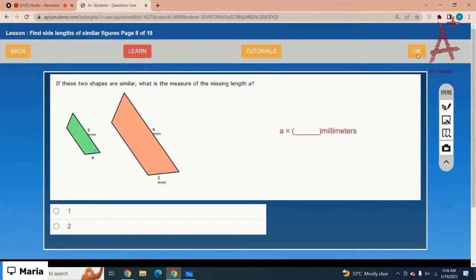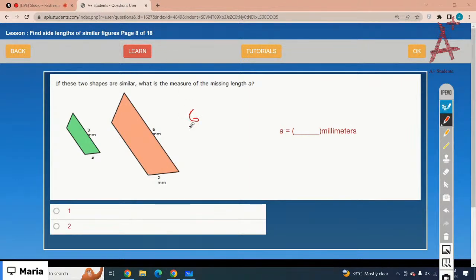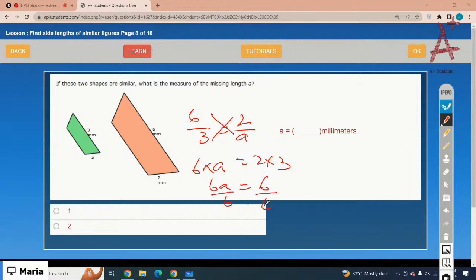If these two shapes are similar, what is the measure of missing side length A? So which is the correct option? It would be 6 divided by 3 and 2 divided by A. Just do cross multiplication. 6 times A equals 2 times 3. 6A equals 6. Divide both sides by 6, so it would be A equals 1. Correct option is 1.